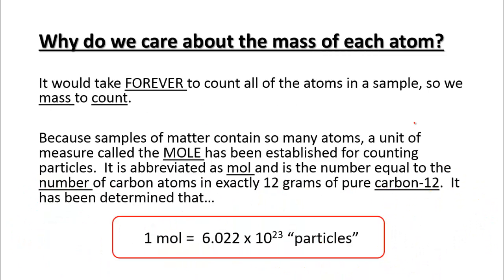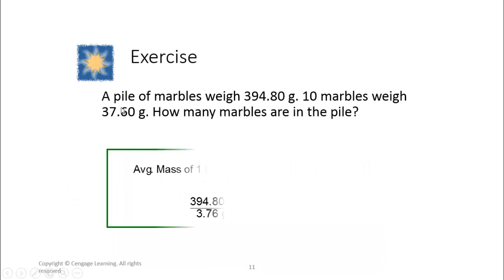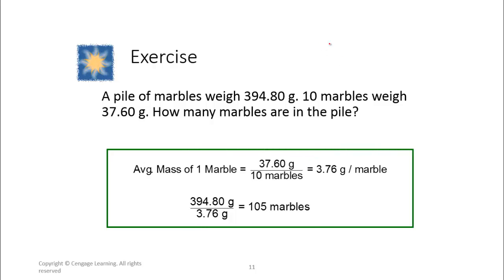Let's go. So, why do we care about the mass of each atom like in the last video? Well, it would take forever to count all the atoms in a sample. So we're going to mass to count, kind of like this. A pile of marbles weighs 394.80 grams. If 10 marbles weigh this many grams, how many marbles are in the pile? Well, it's going to be a lot quicker to use a little math ratio here to figure out how many marbles are in this rather than count them all out.